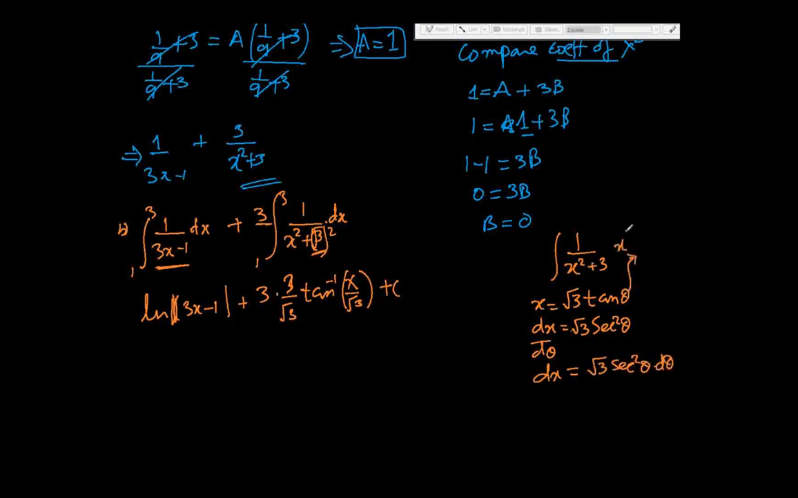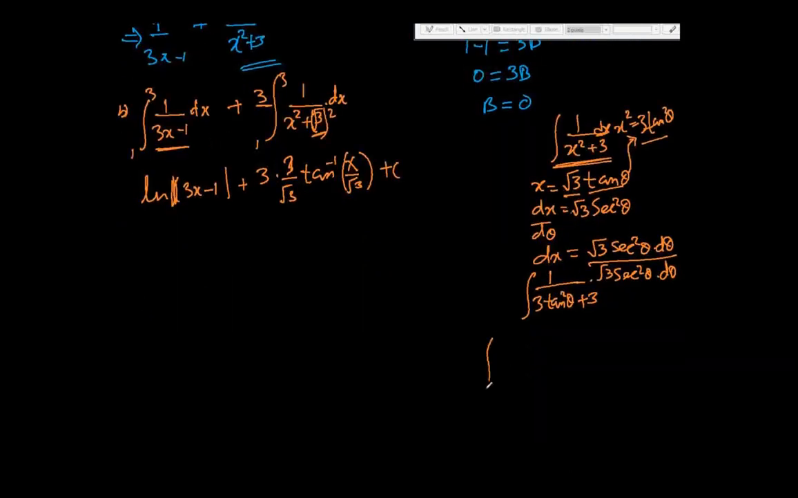And we can square this also. X square equal to square of this, which is 3, square of this, which is tan square theta. So now we'll substitute, it was dx also here. Let's substitute everything here. So 1 over x square, 3 tan square theta plus 3, and dx is square root 3 secant square theta d theta. All right.